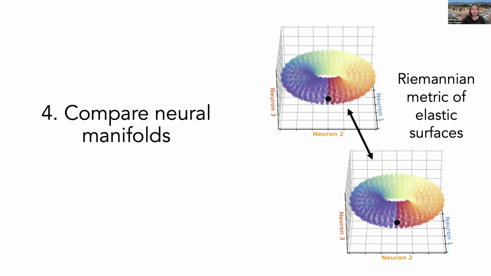And lastly, we may want to compare the neural manifolds themselves. On this slide, both neural manifolds look like tori, but maybe the top one is a bit deformed in agent 1, and maybe the bottom one is also a bit deformed for agent 2. How do they compare? In that case, we can use the Riemannian metric of elastic surfaces. This is how we would use this Riemannian metric.